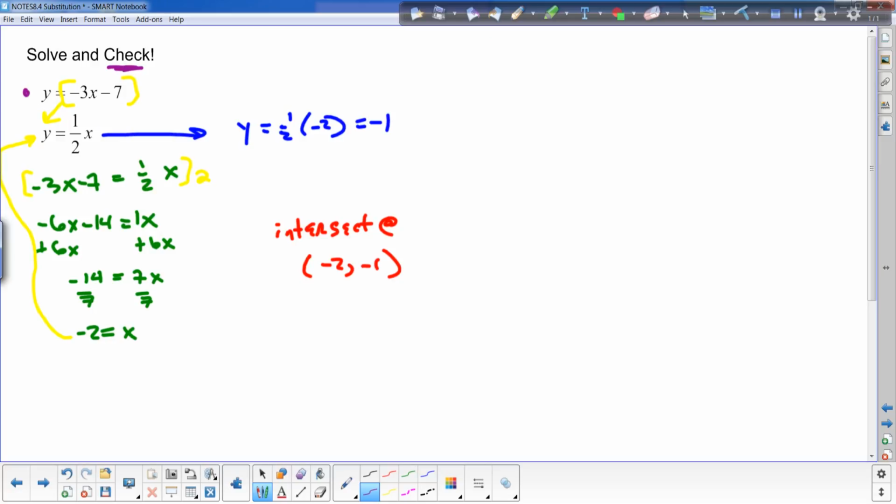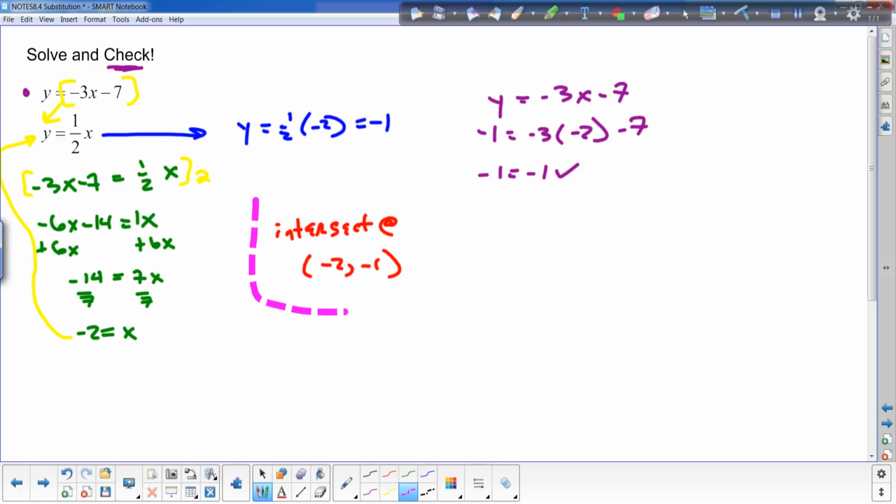So I'm going to plug it into the other guy that I haven't used yet. It's negative 1 equals negative 3 times negative 2 minus 7. It's negative 1 equals negative 1, so it works. So I know my answer is right.